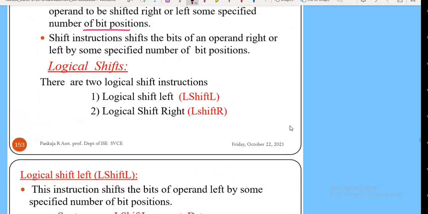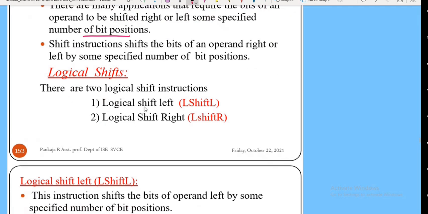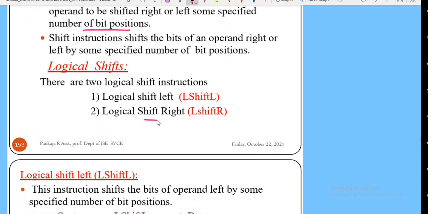So shift instructions you can classify into two types. One is logical shift and another one is arithmetic shift. We'll start with the logical shift instructions: logical shift left and logical shift right. The instructions you are going to use are LSHIFTL and LSHIFTR. R indicates right.